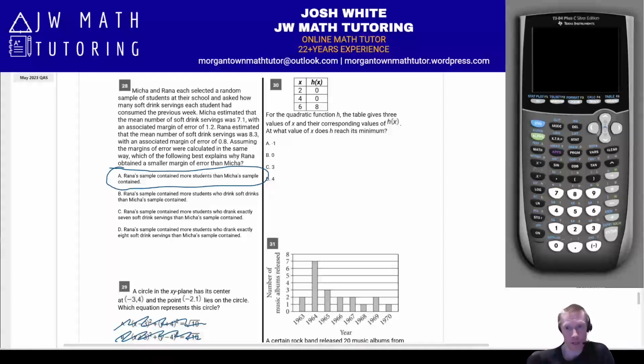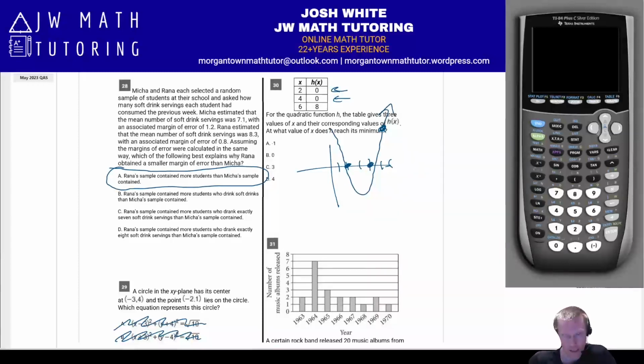Now for problem number 30, here you have a table of some values for a quadratic function, and it wants to know where x reaches its minimum. Two of these points are x-intercepts because they have y values of 0. If you plotted these out, there's a zero at 2, a zero at 4, and then it also goes through 6, 8, way up here. A rough sketch of this quadratic function has to look something like this.